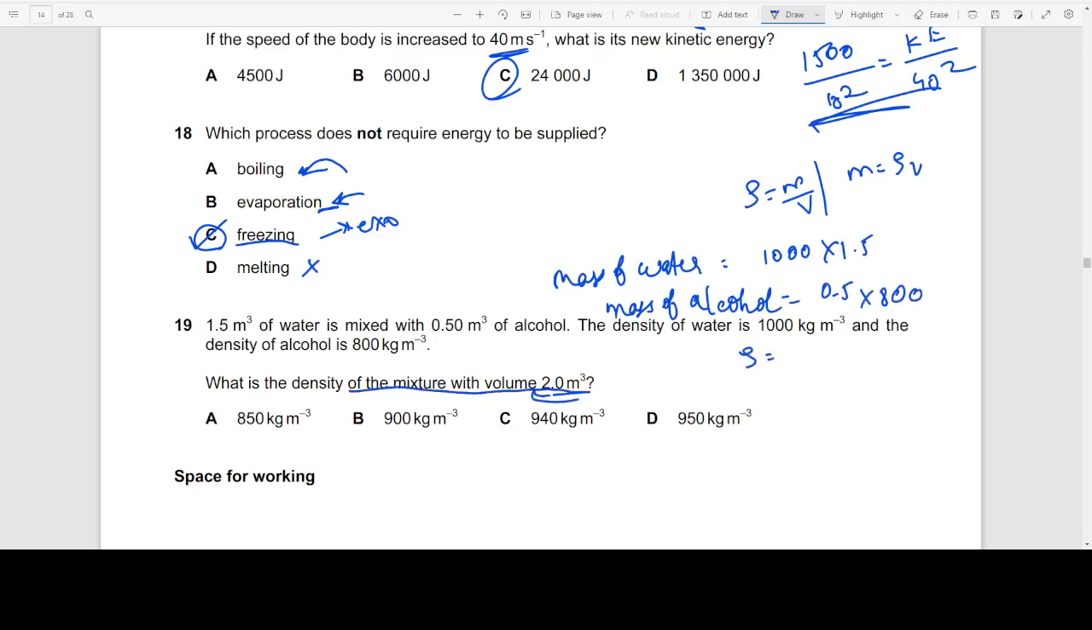So density is total mass upon total volume, which means the total mass is 1000 into 1.5 plus 0.5 into 800. We'll just add both of these, so we'll get 1900 kilograms upon total volume is 2. So we get answer as D.